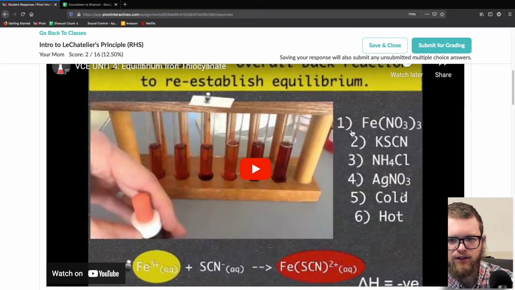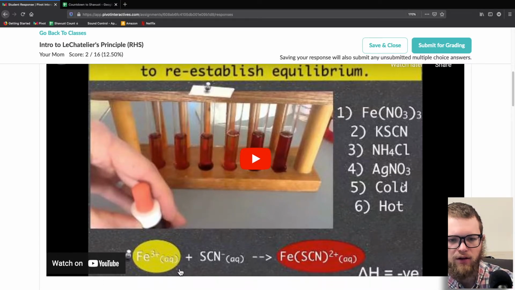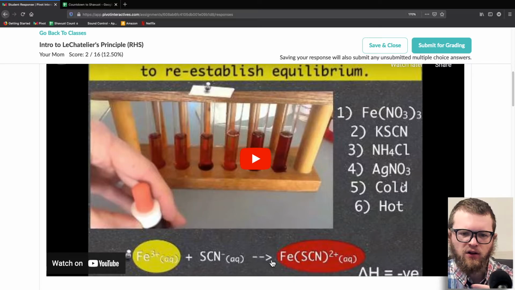Look, more test tubes. Hey, that stuff is reddish-brown. Interesting. And then there's an equation here at the bottom. This arrow shows it only happening one way, but as we know with reversible reactions, they can go both ways.